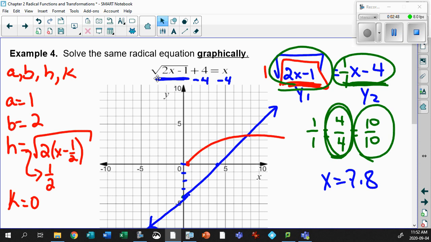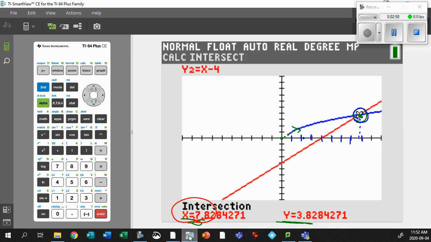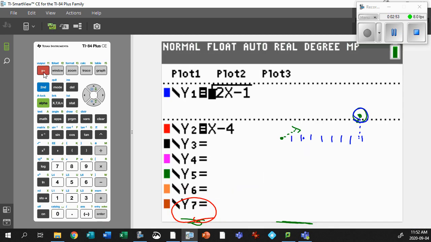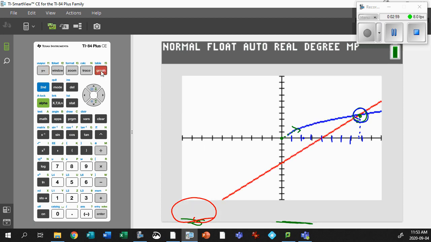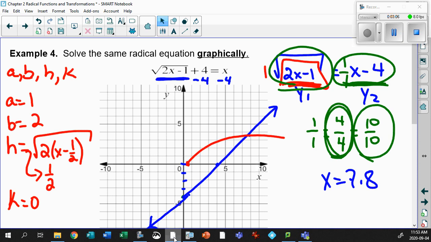Remember what I did right back here. Remember that? That was on the previous podcast. I put in my y1 equals the square root of 2x minus 1, my y2 is x minus 4. I graphed it and I hit that intersect and I found out that number to be about 7.8. Now, the cool thing is, if you look at this question, again, it's pretty hard to do this graphically, but if you put it in the calculator, you get that kind of decimal, you get that approximate number, and that'll suffice in a question like this.